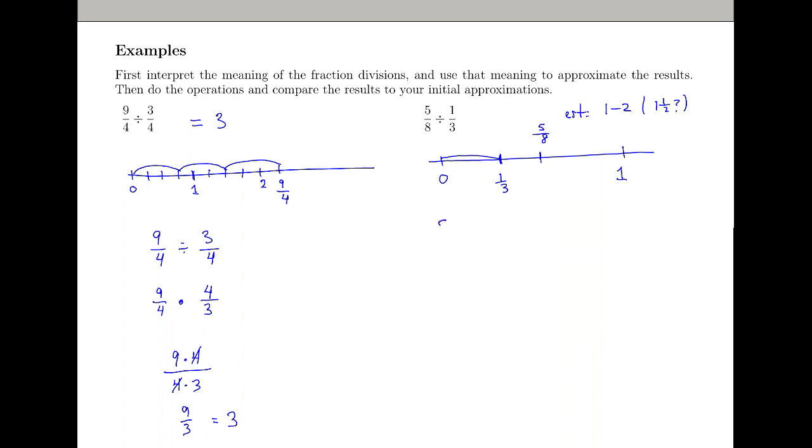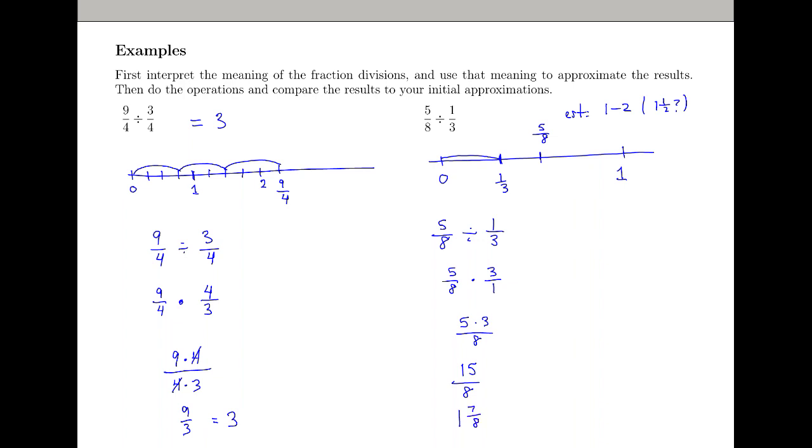So 5/8 divided by 1/3 is, dividing by 1/3 is the same as multiplying by 3/1, the reciprocal of 1/3. Okay, and so this is 5 times 3 divided by 8. There's no common factors because the prime factors in the denominator are only 2, and the prime factors in the numerator are 5 and 3. So this is 15/8, which, if you convert this to a mixed number, is the same as 1 and 7/8.